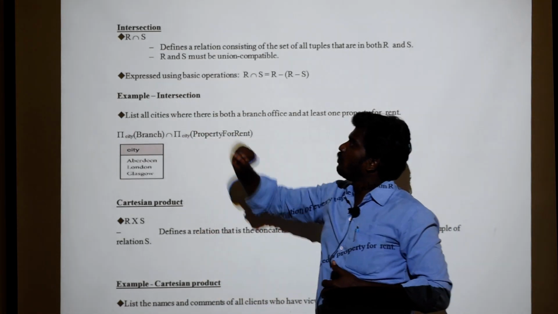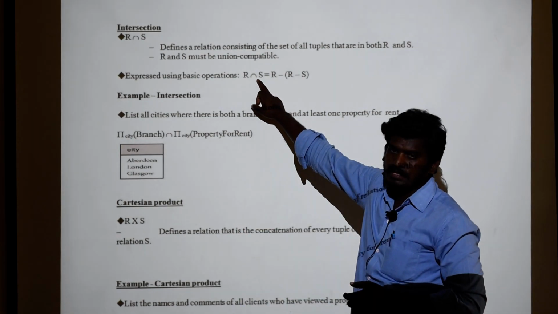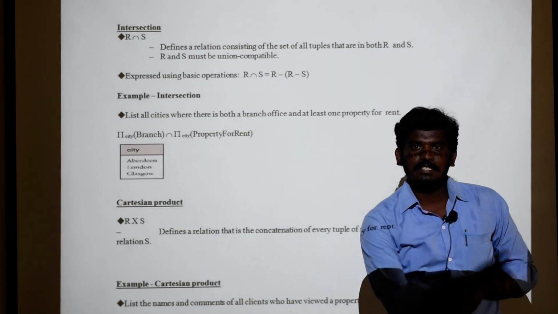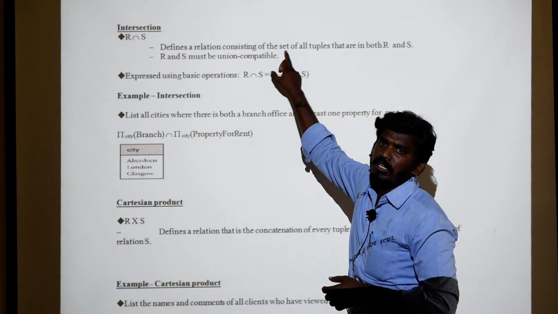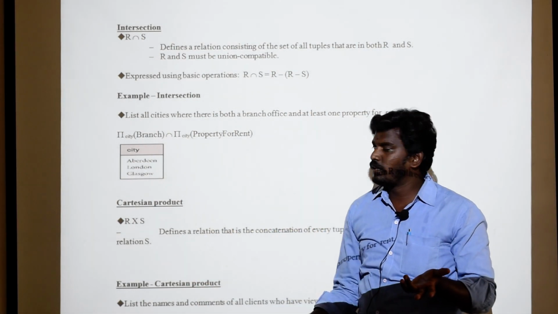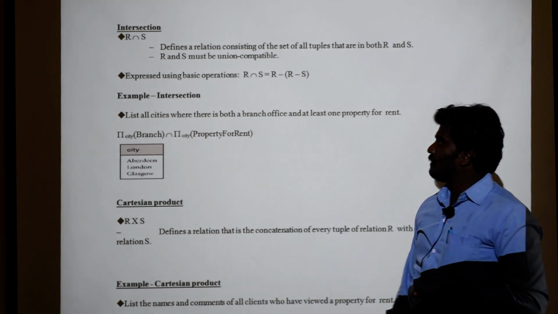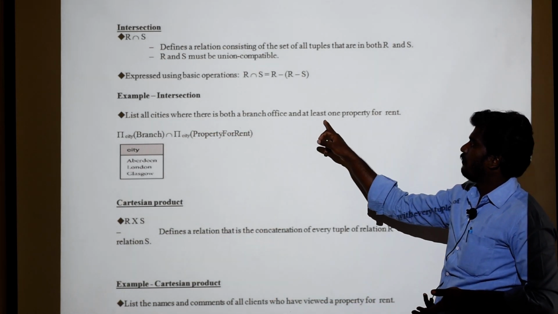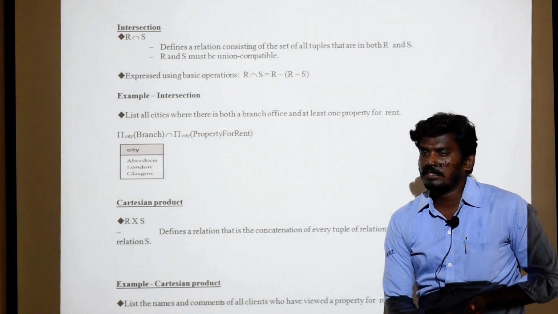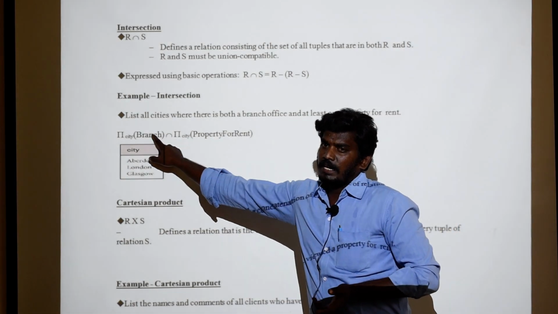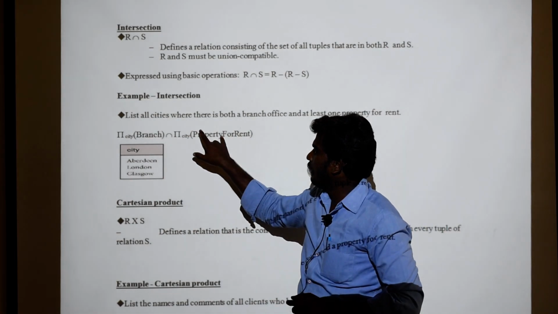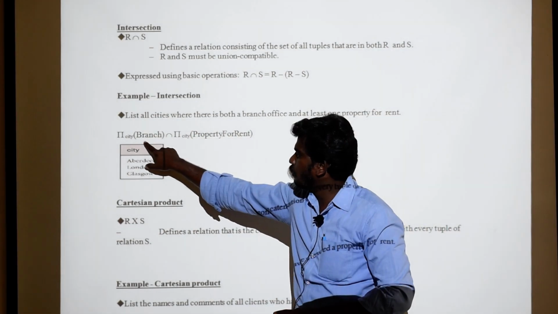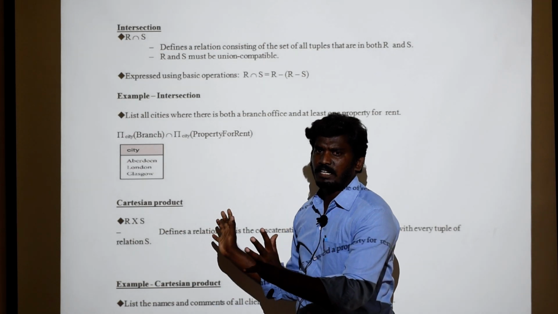So for expressing using the basic operation itself, R intersection S equals R minus (R minus S), so that the two tables, with the inner table, we remove the solution of the other table. So, for example, list all cities where there is both a branch office and at least one property for rent, which means intersection. First of all the R and here S, the intersection value. So now the city and city, so both are the common set.